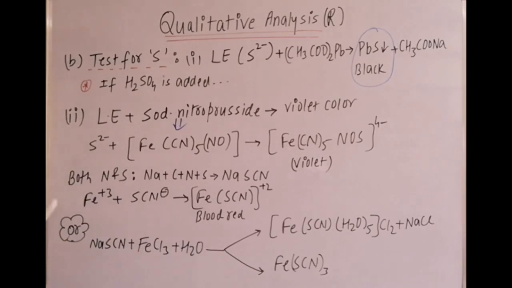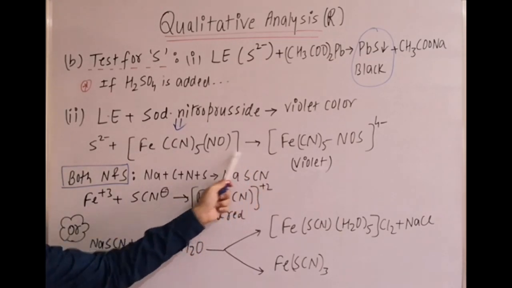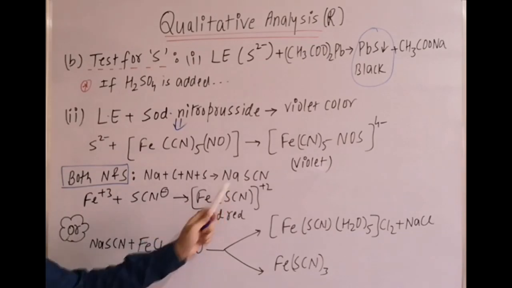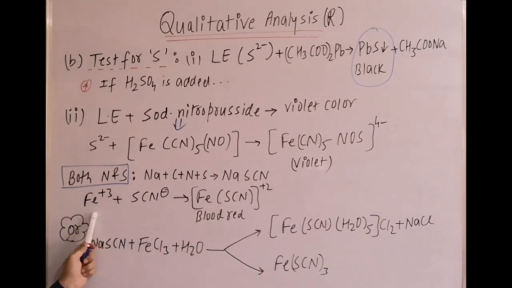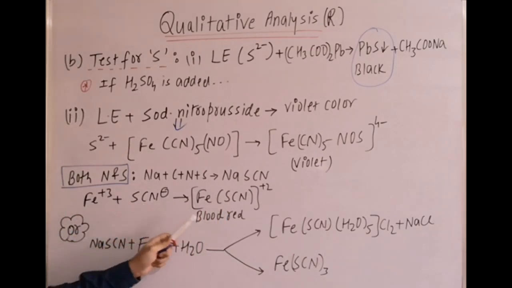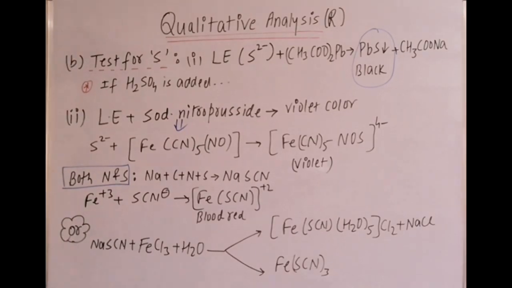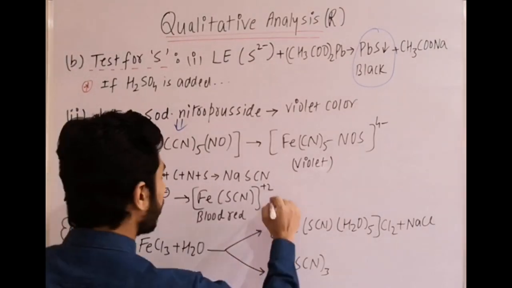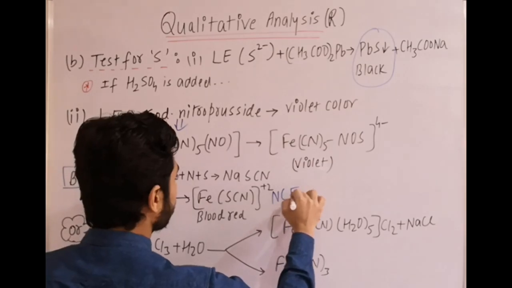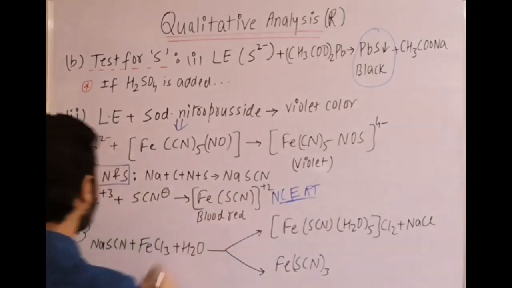The solution becomes violet colored. Then the point is, if both nitrogen and sulfur are present, in that case sodium thiocyanate is formed, and then with Fe3+ it gives a blood red coloration, which indicates that both nitrogen and sulfur are present in the given organic compound. Right, this is purely the NCERT reaction I am writing here. In NCERT that is given.